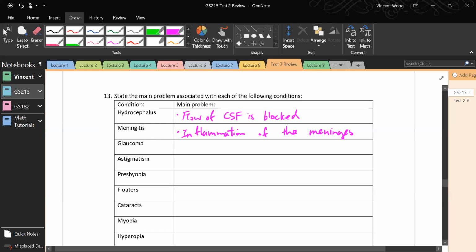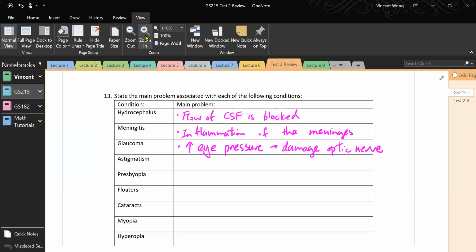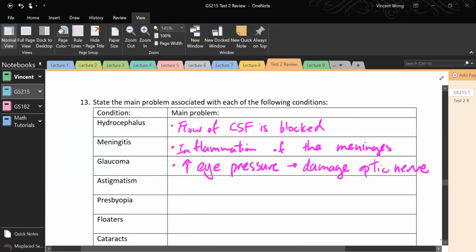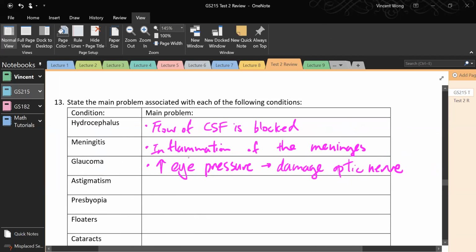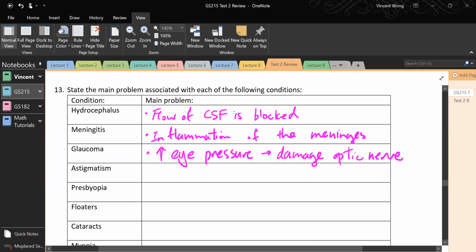Glaucoma. Glaucoma is increase in eye pressure that leads to damage of the optic nerve. Damage to the optic nerve, you will progressively lose your vision, starting with your peripheral vision. There's no cure for glaucoma, but you can have intervention that would help reduce the eye pressure, so you can slow the progression of the condition.